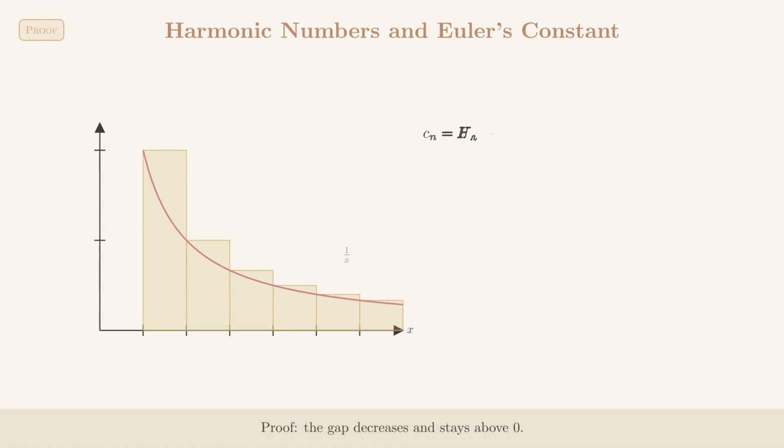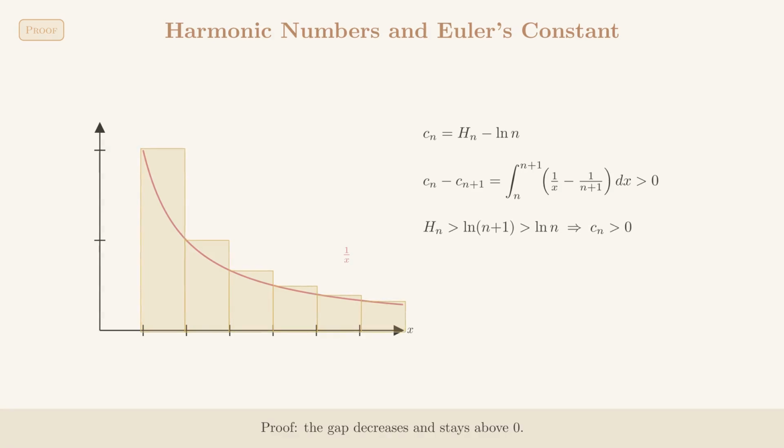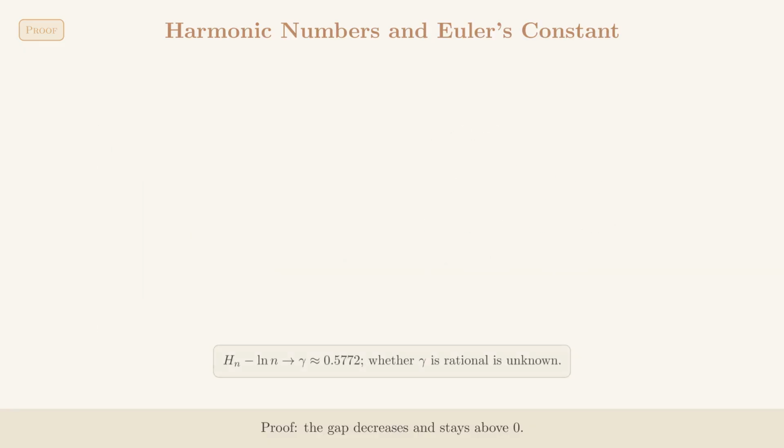Let us prove the gap truly settles. Call the gap C sub n, the harmonic number minus the logarithm. From one step to the next, the gap drops by the area between the curve and a horizontal level, which is strictly positive, so the gap decreases. It also stays above 0 because the bars together overshoot the area, making the harmonic number exceed the logarithm. The gap is positive. Decreasing and bounded below, the monotone convergence theorem, yet again, secures the limit. We call it Euler's constant, gamma. A constant as fundamental as pi or e, still guarding the simplest secret of all, whether it is a ratio of whole numbers.